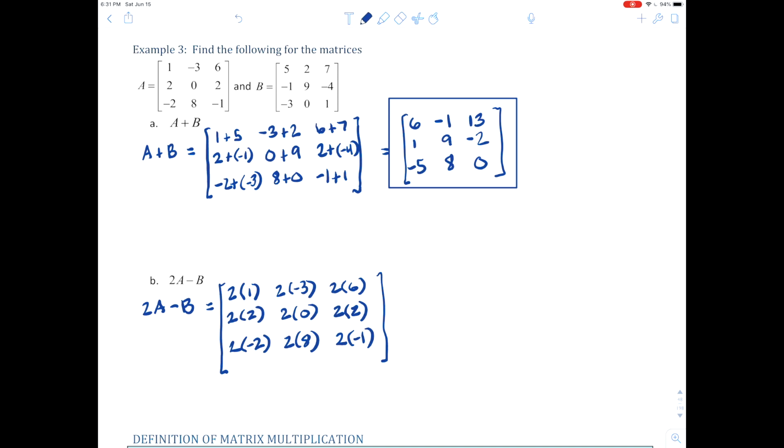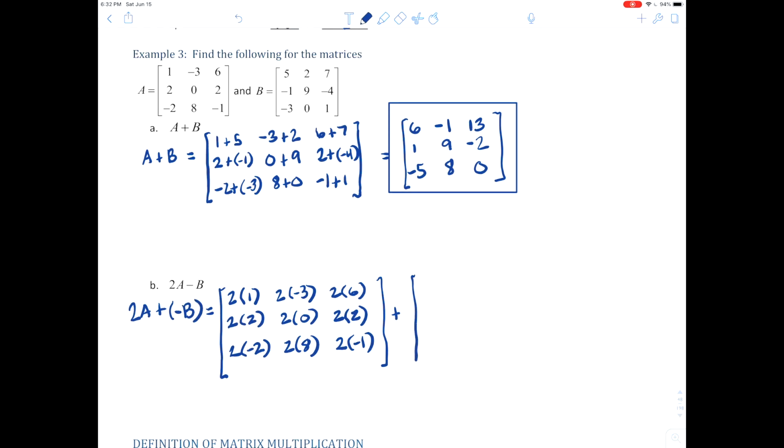And then what are we doing with that? We're adding negative B. So actually, let me rewrite that. So we'll have 2 times A plus negative B. So now, let's see what we're doing. Negative B means I'll just flip the signs on each one. But again, I'll show you the work this time around. Most of it we would usually do in our head.